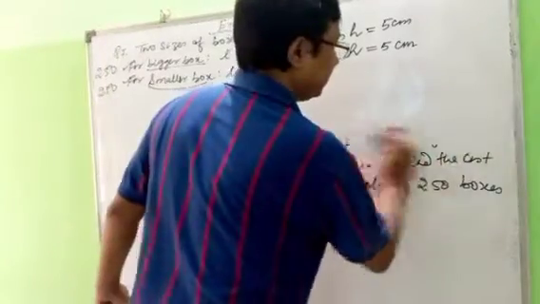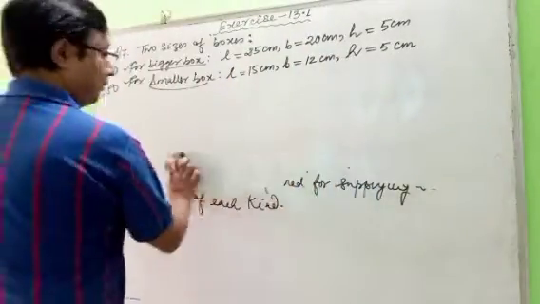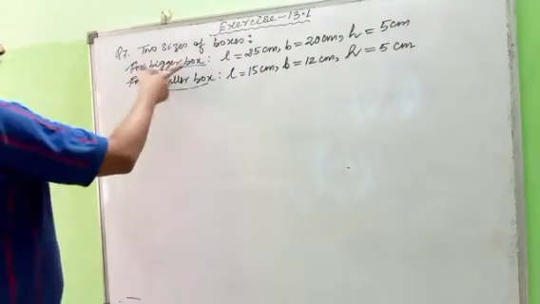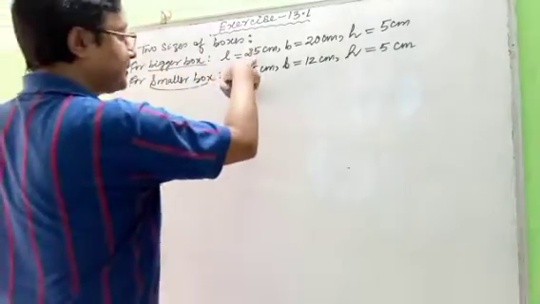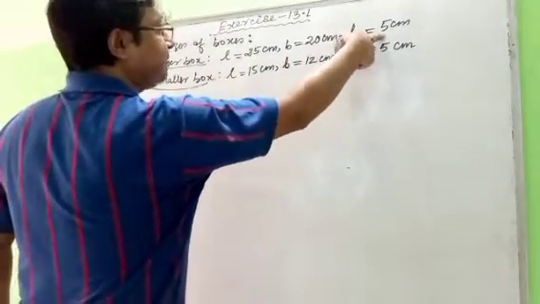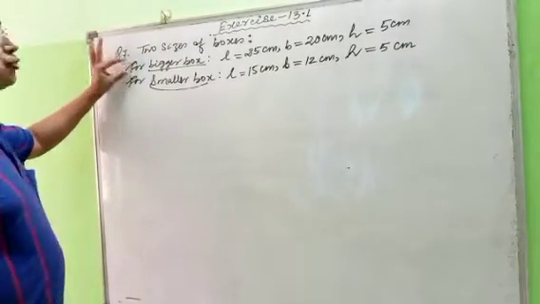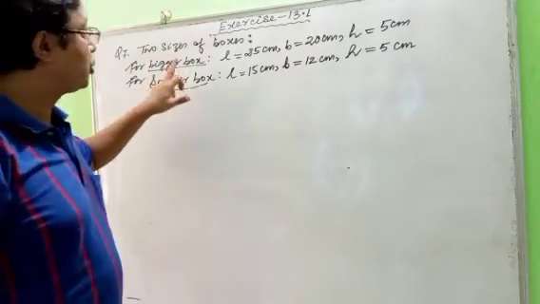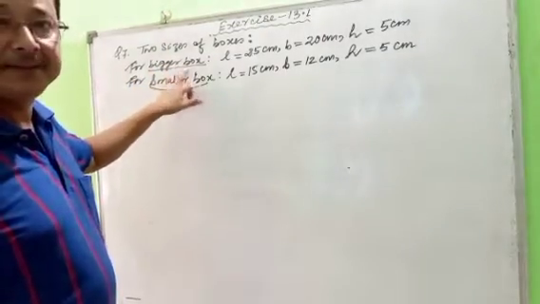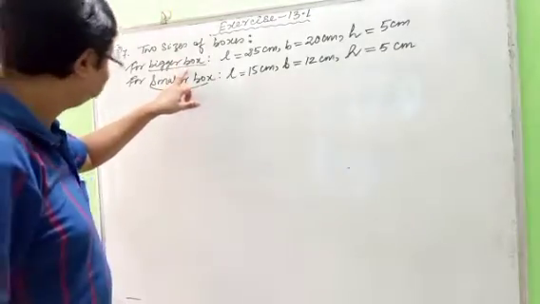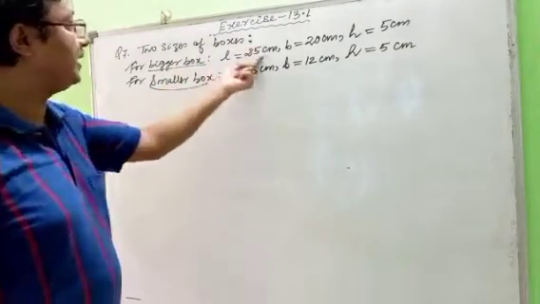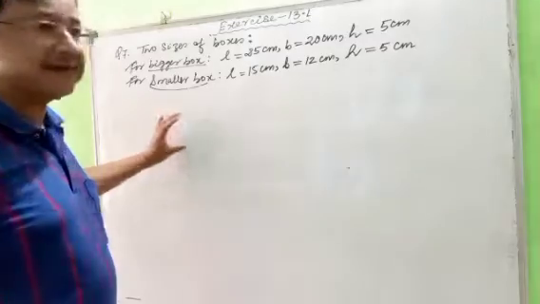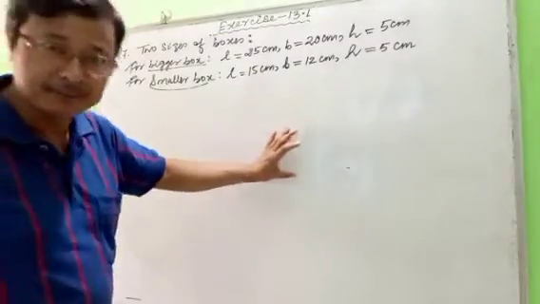First let us find out the total surface area of the bigger box. Here they have given that for the bigger box, the length is 25 centimeter, breadth is 20 centimeter, height is 5 centimeters. So let us find out the total surface area of this bigger box. And as the shop has ordered 250 bigger boxes, you are going to multiply 250 with the total surface area of one box. Then you will get the total surface area of 250 bigger boxes.